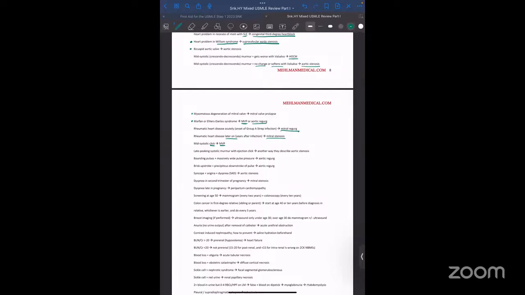Then late peaking systolic murmur with ejection click is another way they describe aortic stenosis. This is also important. The worse the stenosis, the later it peaks. So late peaking systolic murmur with ejection click.